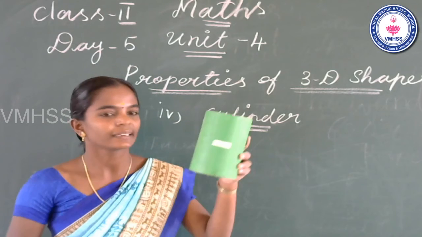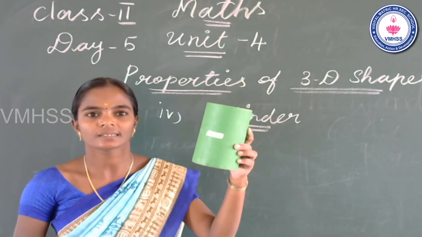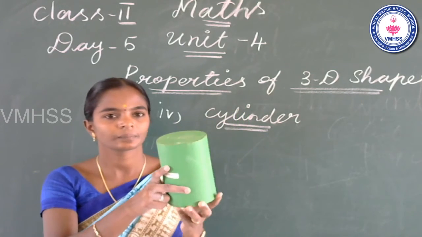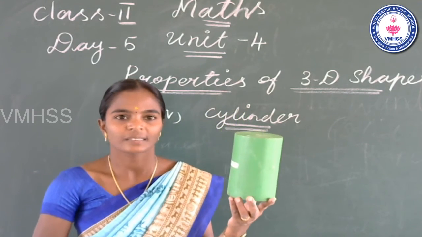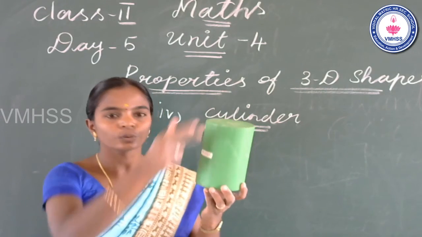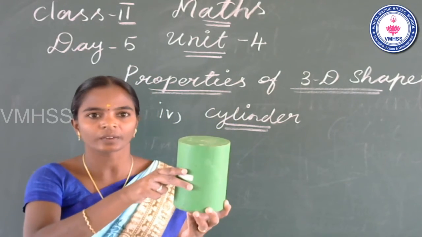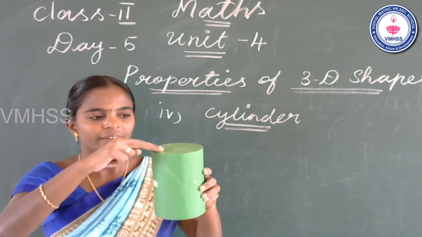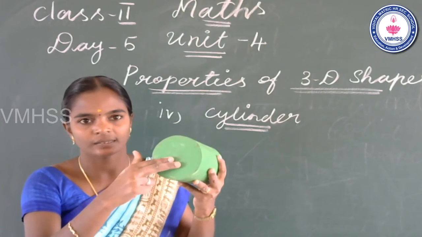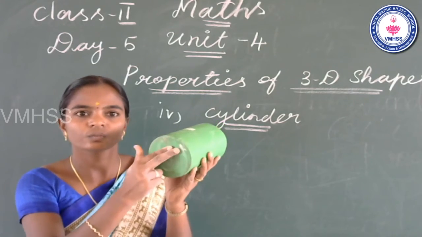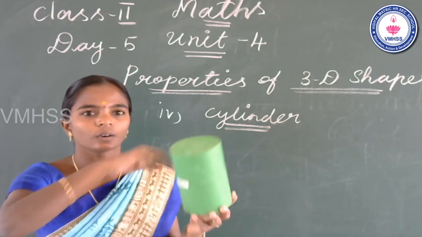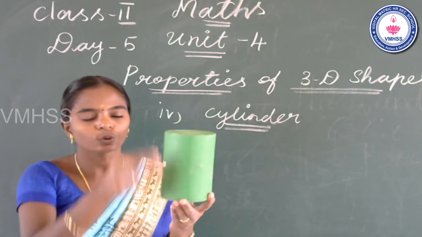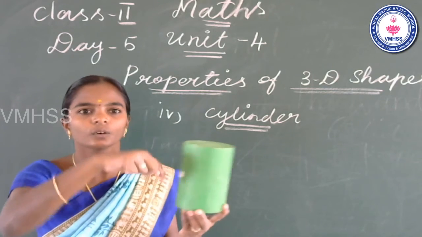How many faces in a cylinder? Can you guess? 3 faces. Okay, so 2 flat faces, 1 curved face, totally 3 faces. Children, this face is a flat face, this face is also a flat face, this one is a curved face. So total number of faces is 3: 2 flat faces and 1 curved face.